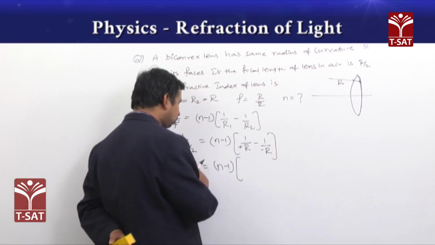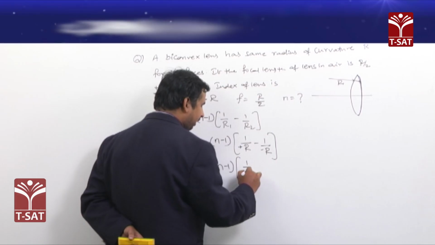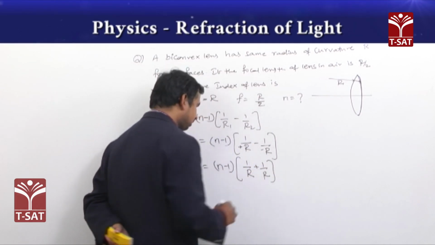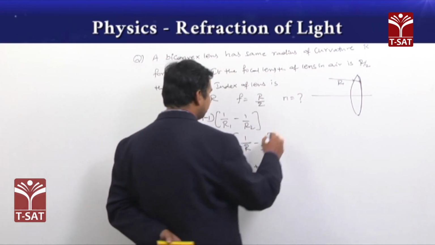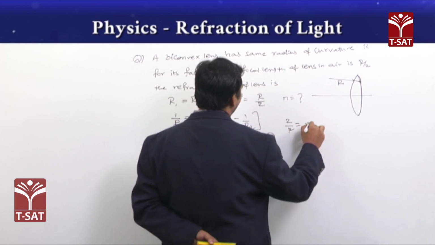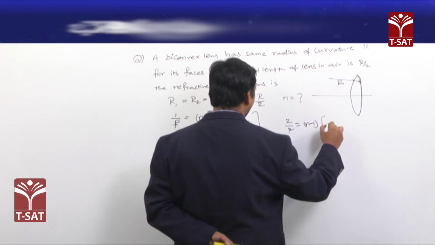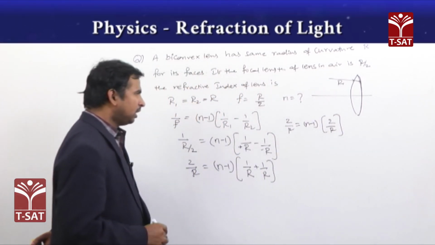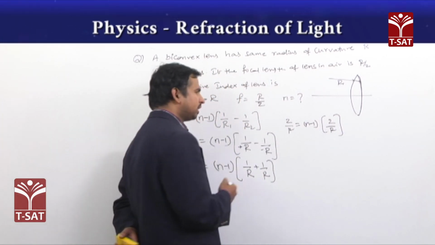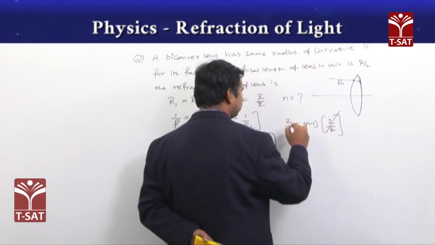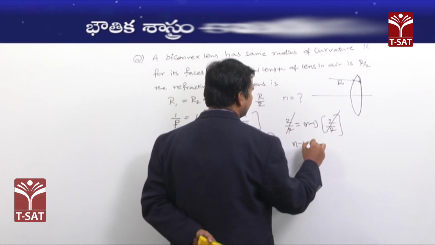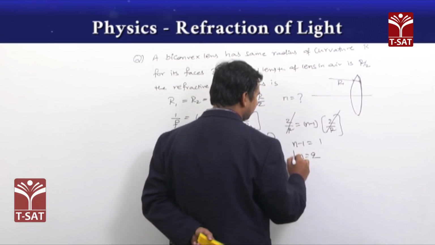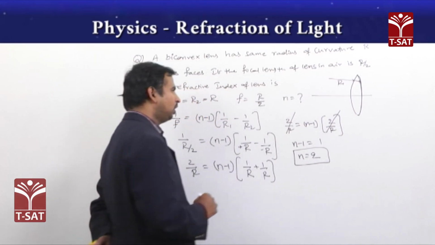Then finally we get 2 by R is equal to (n minus 1) of 1 by R minus of minus, which becomes plus 1 by R. Then 2 by R is equal to (n minus 1) of 1 by R plus 1 by R, which becomes 2 by R. This side we have 2 by R, that side also 2 by R, so that cancels and we get n minus 1 is equal to 1, and finally the refractive index n is equal to 1 plus 1, which is 2.